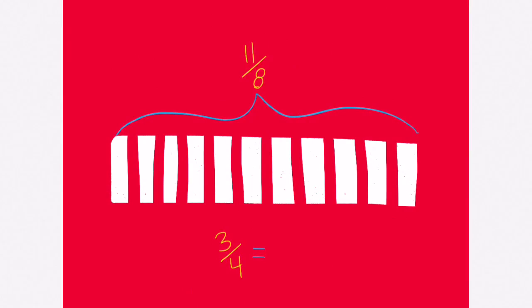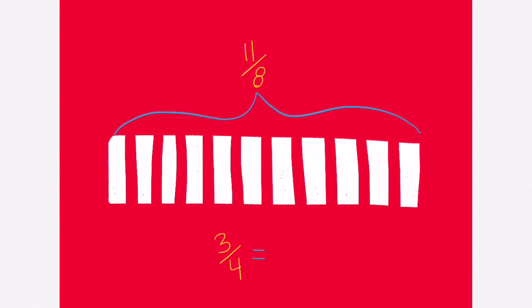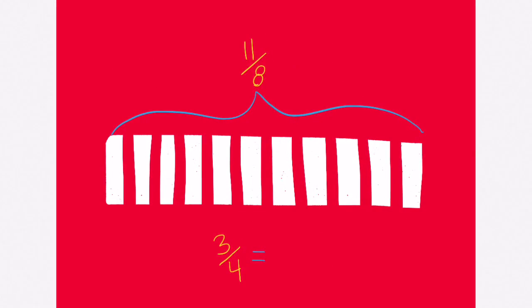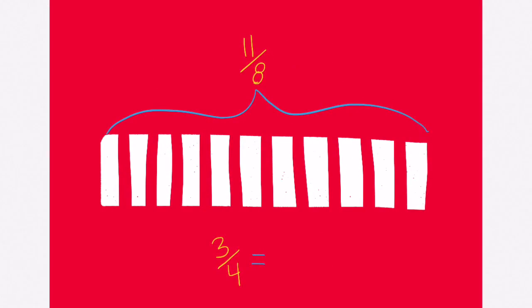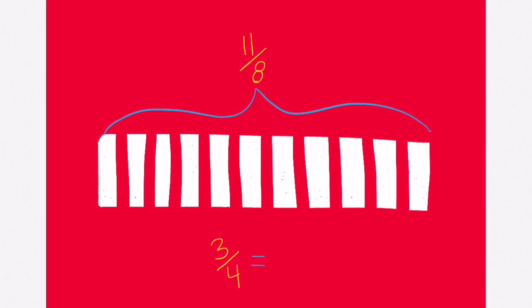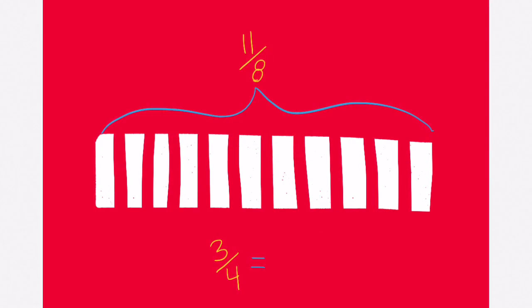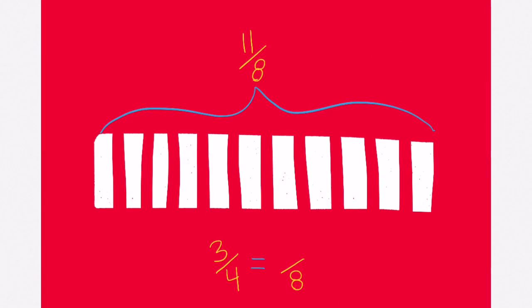The problem is, I can't take fourths from eighths. Looking at it like this, I need to convert my fourths into eighths because I can take groups of eighths away much easier than I can fourths. So, 3/4. How do I make that into eighths?